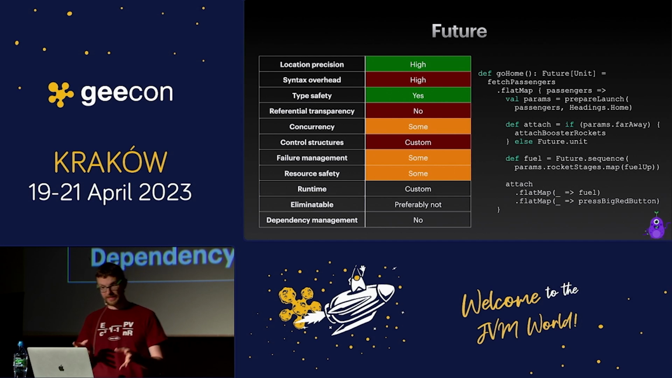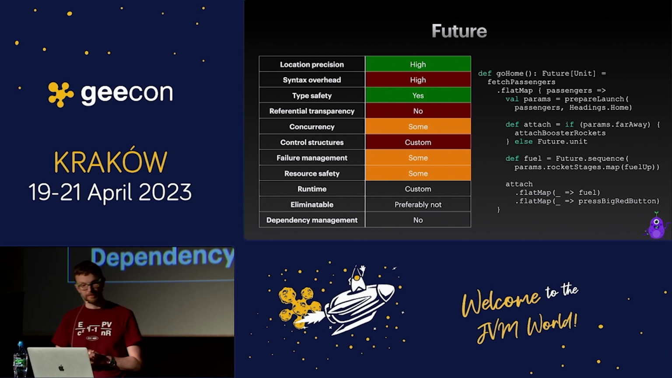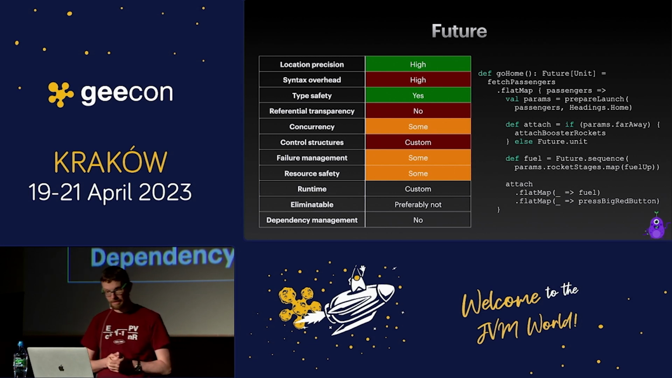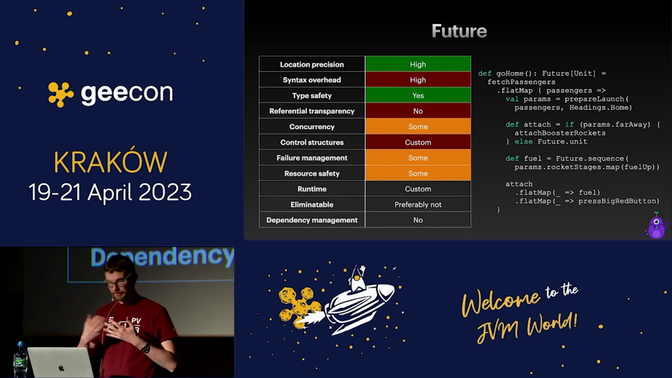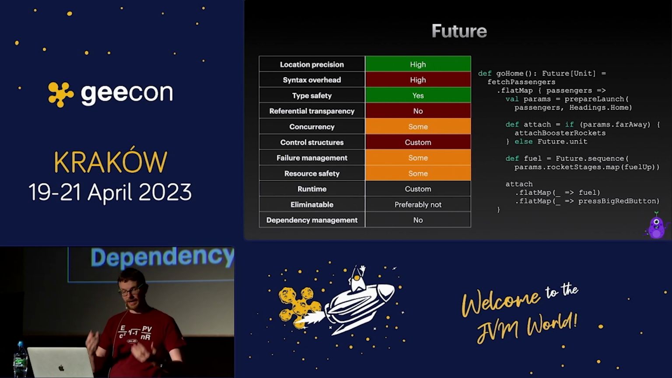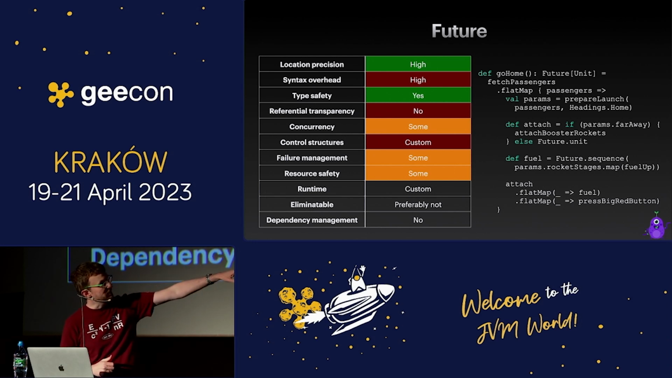So fetch passengers now returns a future. It will return a future of a list of passengers. And so we need to flatMap that to actually get the list of passengers and do something with it. Once we have the passengers, we prepare the launch parameters. Then we define two helper methods, which define the futures to run, to attach the booster rockets and to fuel them up. At the bottom you can see we've got the sequencing, right?